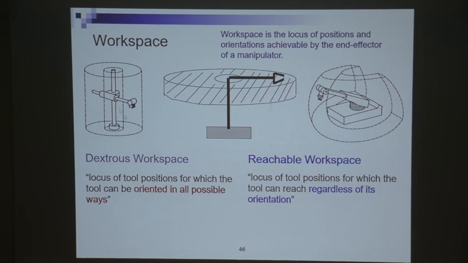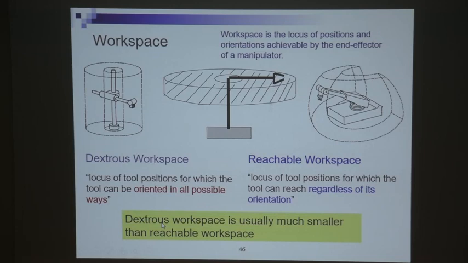With that, we can say that the dexterous workspace is usually much smaller than the reachable workspace. Because for a reachable workspace, you don't have the requirement that for that particular point you have to reach in all orientations, in all configurations of your manipulator. If you can just reach the point, you will be fine. So this is the difference between the dexterous workspace and the reachable workspace.